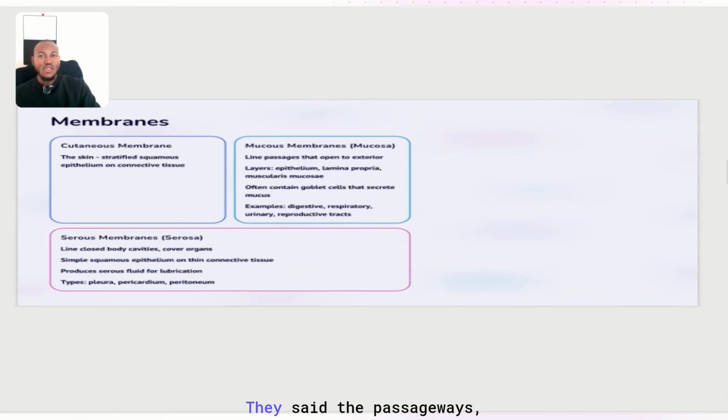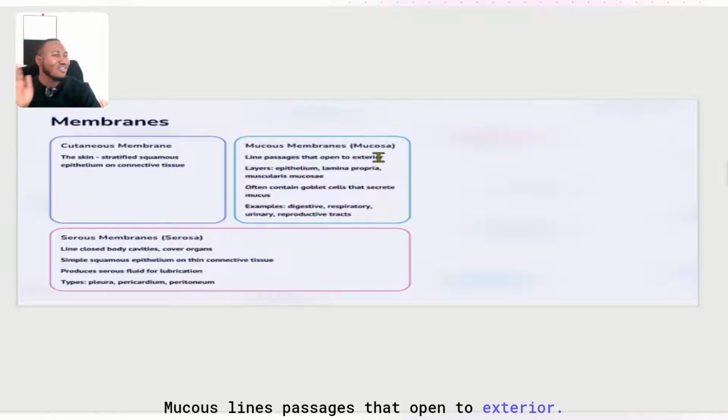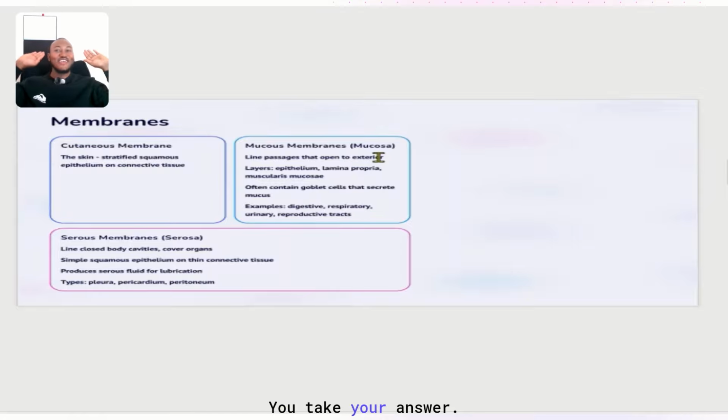Hypertrophy. There's a question that asks, the passageways, what membrane lines them? Especially the passageways that open to the exterior environment. So the membrane that lines passageways that open to the exterior environment is called what? If you look at what we discussed, cutaneous is the skin. Mucous lines passageways that open to the exterior. Simple. You take your answer.